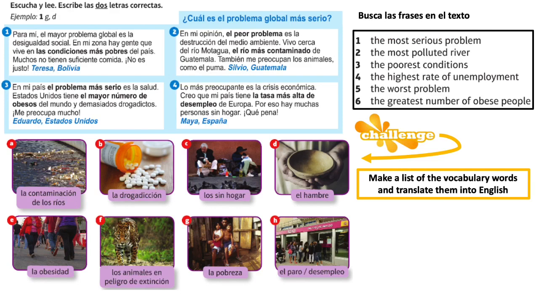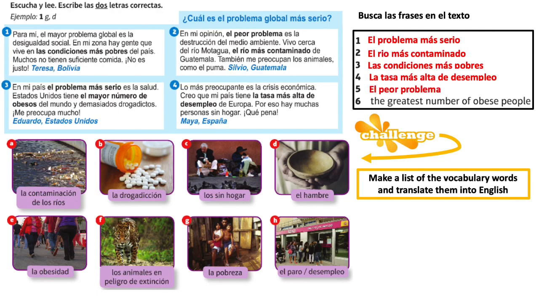The most serious problem, el problema más serio, the most polluted river, el río más contaminado, the poorest conditions, las condiciones más pobres, the highest rate of unemployment, la tasa más alta de desempleo, the worst problem, el peor problema, the greatest number of obese people, mayor número de obesos. Right, now we are going to do a listening activity. It's going to be really, really easy. So just write escuchar in your book.